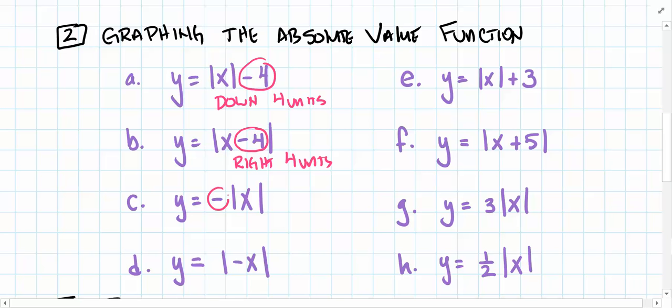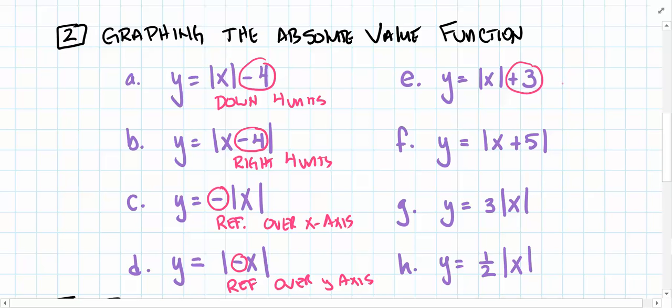If we have a negative sign on the outside, we're going to get a reflection, and it's going to be over the x-axis. Okay, if we have a negative on the inside, we're going to get another reflection, but it's going to be over the y-axis. Okay, +3, you should know that this is going to move it up 3 because we're adding a number to our function on the outside. So up 3, this is how we would describe it. On the inside of our function here, this is going to be to the left 5 units.